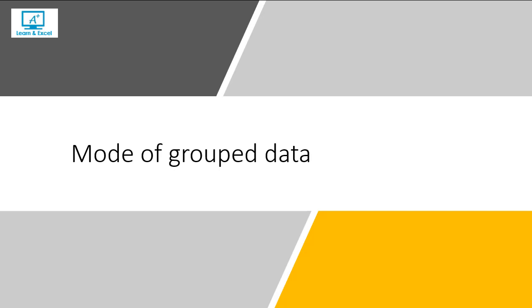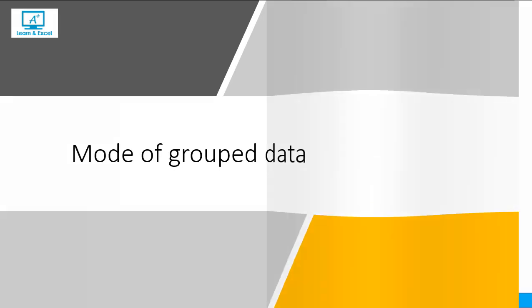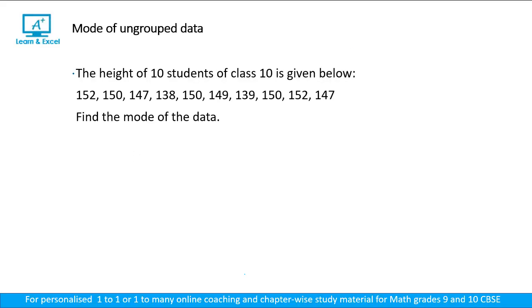In this video, let us find mode of group data. We are given the height of 10 students and we have to find the mode of the data. We can see that the data is ungrouped. So to find the mode, we look at all the observations and find that the observation 150 occurs 3 times. So the mode of this data is 150.